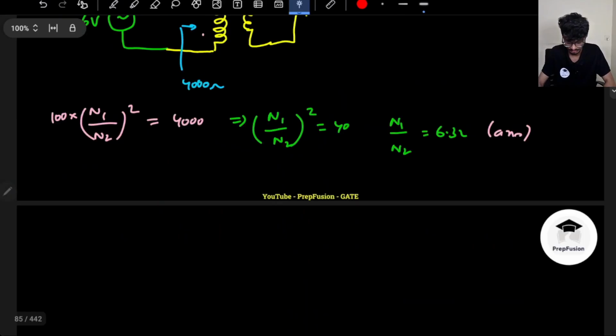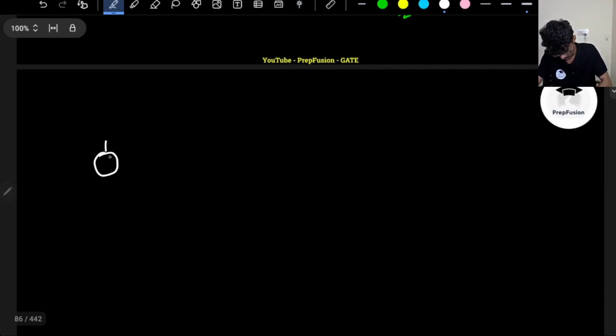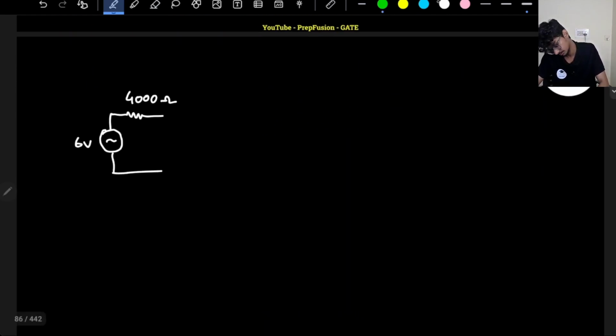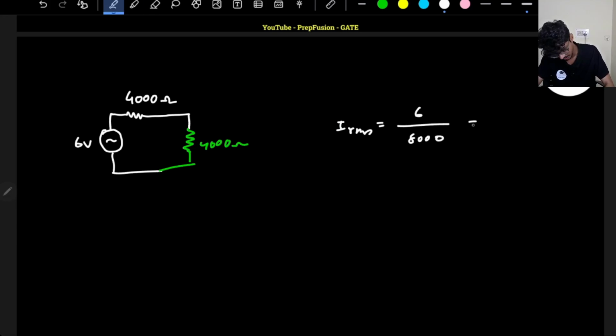In maximum power transfer, it is very simple. I can simply replace this whole circuit with its equivalent: a 6 volt source, 4000 ohm impedance, and 4000 ohms load. It's very simple. The RMS value of the current will be 6 divided by 8000, that is 6 by 8 in milliamperes, so it is 0.75 milliamperes. Voltage is very simple, it will be just half, 3 volts.